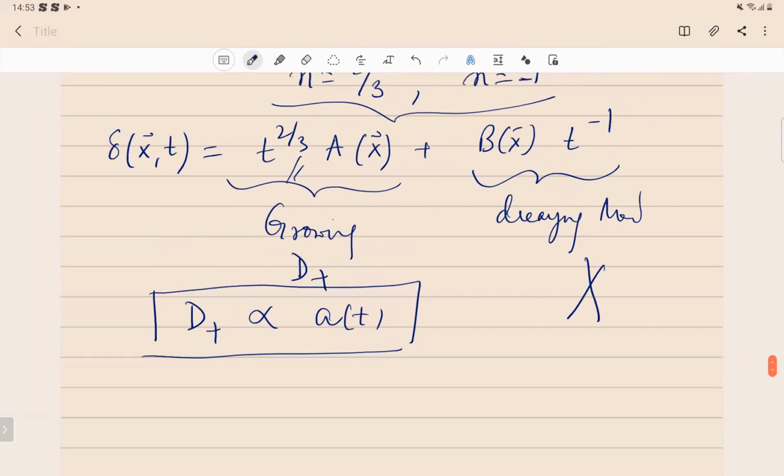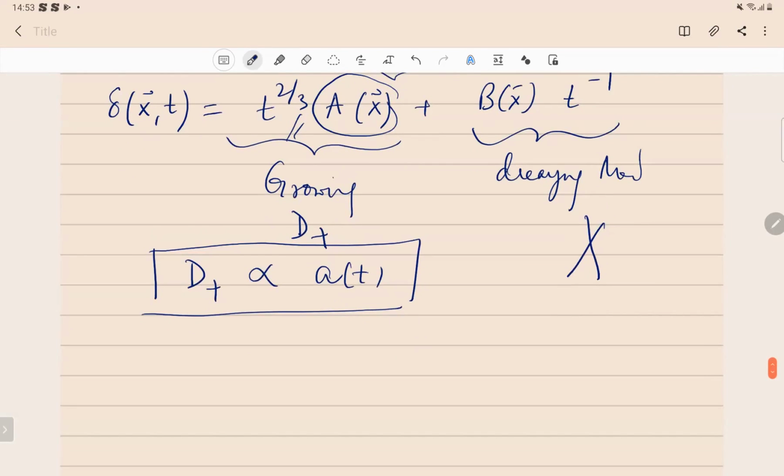This a of x takes care of the spatial dependency of this fluctuation, and we shall have a lot to talk about what kind of quantities a of x is going to be. So right now we are interested only in the time evolution in the linear theory. It's a very simple case. This is something which you should get at the back of your mind, that in the matter dominated epoch, the matter fluctuations, they grow as a. Very important.